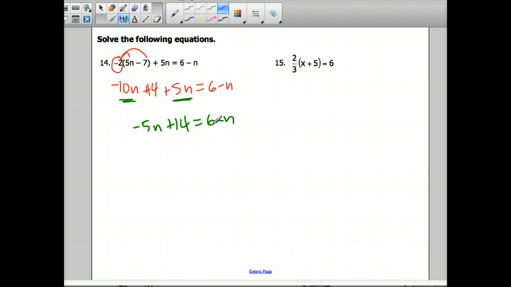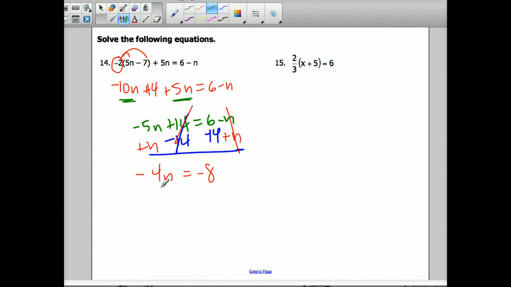Once you do a few of these, you see that you can do multiple steps at once. What I mean is, I want to minus a 14 from both sides. That'll cancel the 14 over here. And I'm also going to add an n to both sides, and that cancels the n on this side. So now, simplifying, negative 5n plus n is negative 4n, equals 6 minus 14, which is negative 8. So I did those two steps at once.